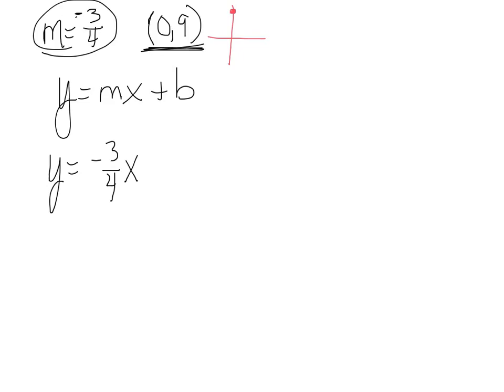Then my y-intercept is just 9. So I put plus 9, and I got it. There's my equation in slope-intercept form. So that's nice when they hand us that much information. Let's try another one.